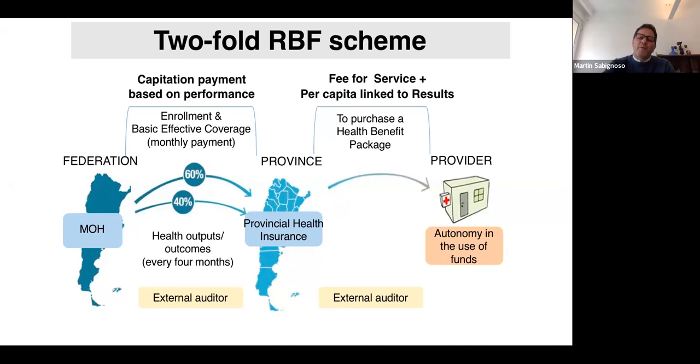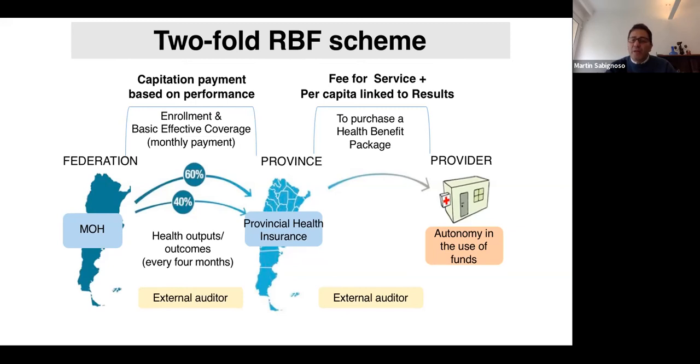And well, the provinces receive those resources, and they can only use that money to purchase a health benefit package, these 800 services, and they must use a complementary payment mechanism, because the main source or the main mechanism to finance or to fund the public network is a budget. So in this case, with the resources of Programa Sumar, they can purchase this health benefit package.